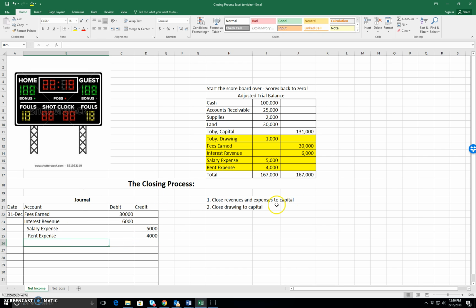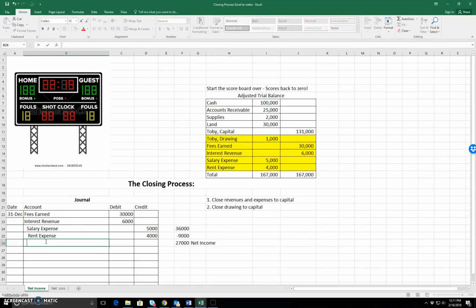Okay, the next step says close it to capital. This means transfer these balances to my capital account. So right now, I have my revenues and my expenses. If I add up my debits, I have $36,000 in debits. And of course, we subtract out our credits because debit and credit. So I have $9,000 in credits. What I'm really sitting with is a net income of $27,000. That's because I have $36,000 in revenue and I have $9,000 in expense. So this really represents net income, which is what I'm trying to transfer to capital.